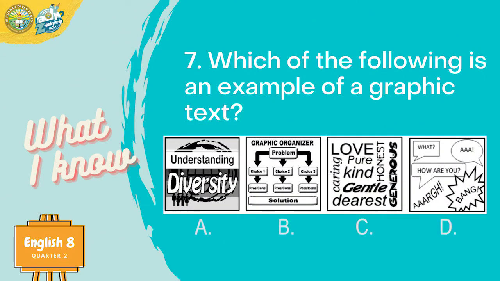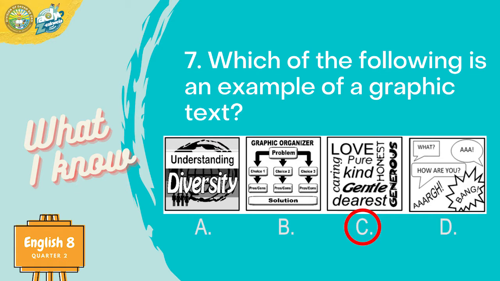Which of the following is an example of a graphic text? A, B, C, or D? And the correct answer is very good, letter C. Okay, who got a perfect 7? Congratulations for those who got the 7 score. Those who didn't, never mind because we will study the lesson today.